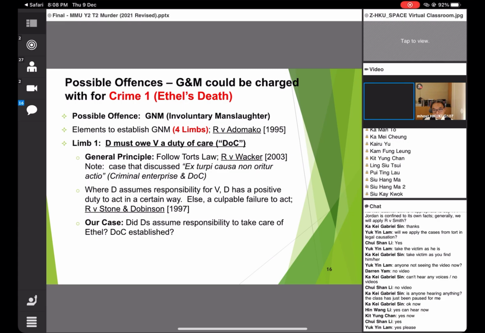Limb number 1: you ask, must the defendant owe the victim a duty of care here? And the general principle. Remember, I remember earlier on, Yuk Yin, you asked me about applying tort in criminal law for negligence. Okay, it applies. We follow the law of torts, and that is because of the case of R v Wacker.